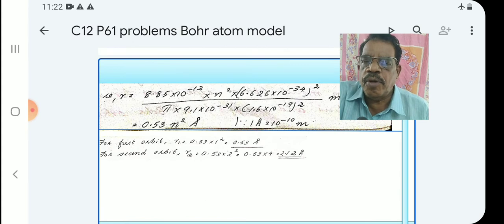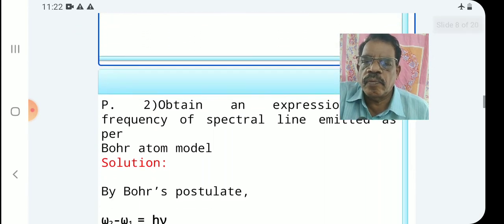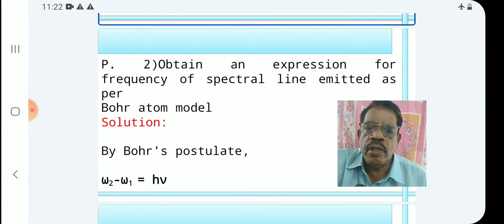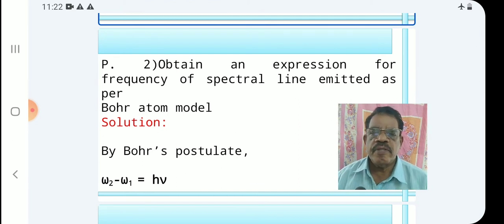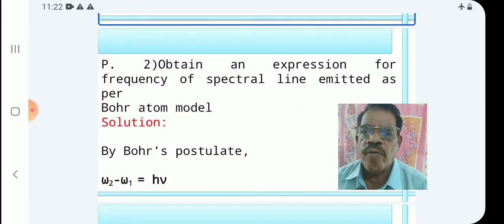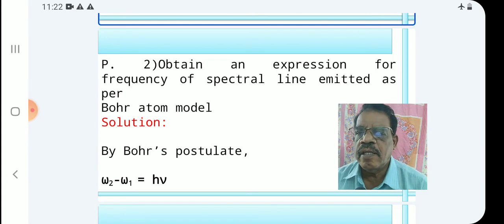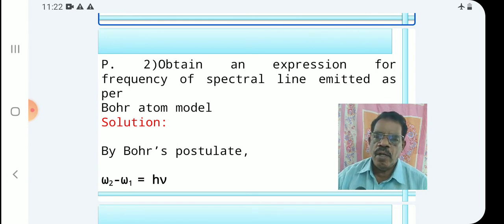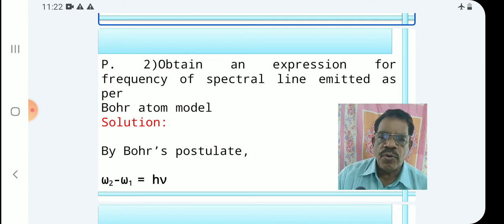And this is an important problem. Next question. Obtain an expression for frequency of spectral line emitted as per Bohr atom model. Bohr atom model പ്രകാരം എമിറ്റ് ചെയ്യുന്ന റേഡിയേഷൻ്റെ ക്വാണ്ടം ലൈറ്റ് ക്വാണ്ടത്തിൻ്റെ ഫ്രീക്വൻസി എന്താണ്?